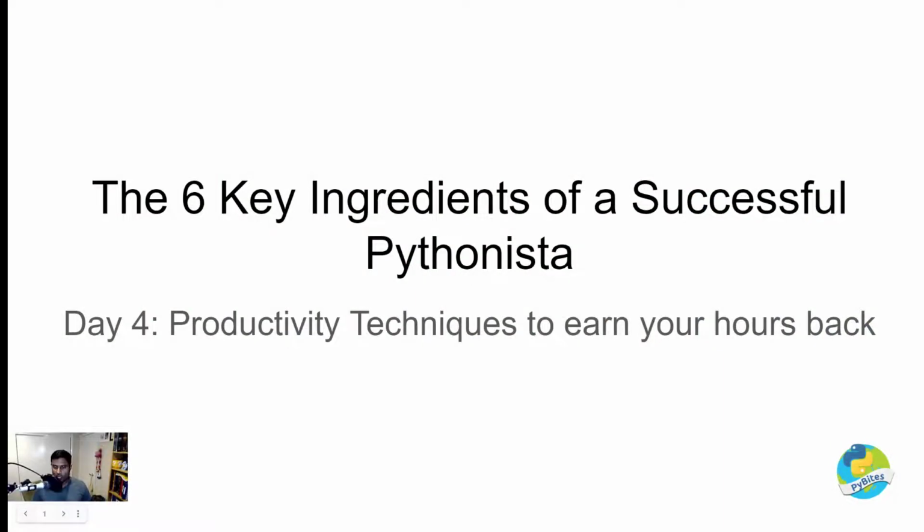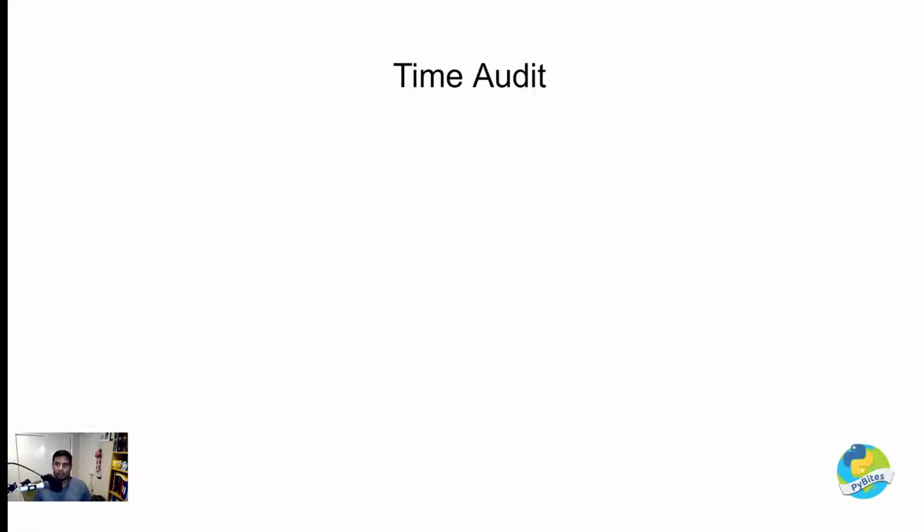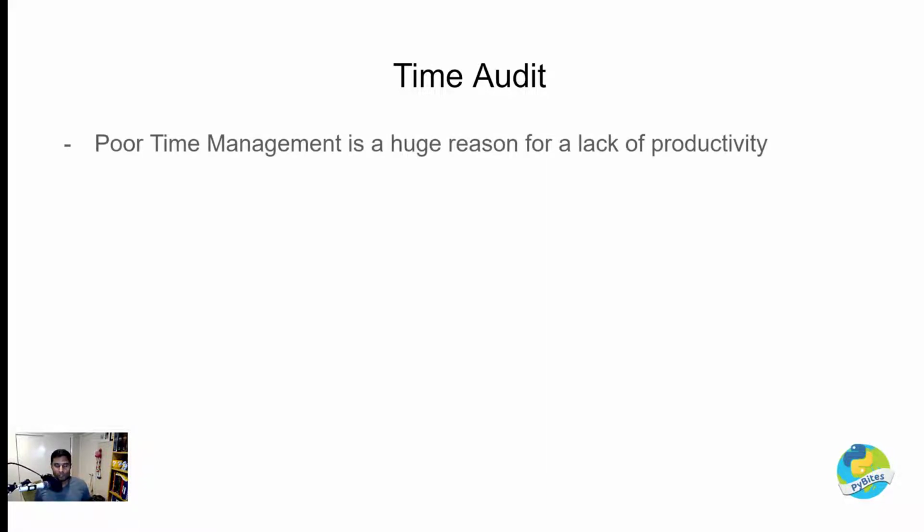All right, so here we are on day 4, productivity techniques to earn your hours back. The first thing we need to do is go through a time audit. Now, what is a time audit and what is it for? Well, the first thing is poor time management is a huge reason for a lack of productivity. And you might call time management, priority management, whatever you want to call it.